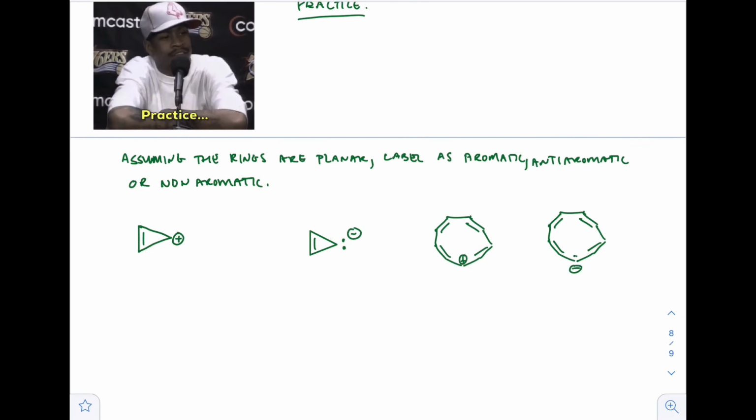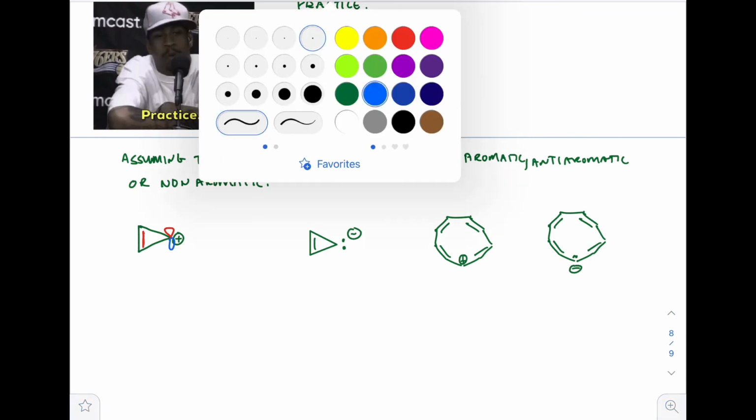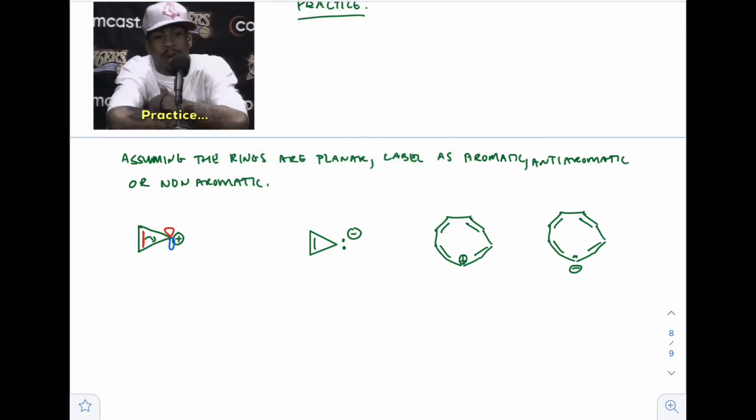Okay, so 1, 2, 3, 4, 5, 6, 7, 8, 9 carbons. That's what they got. We got a positive charge on the one on the left and a negative charge on the one on the right, so it's got a lone pair. So let's look at this one, cyclopropenylium. It is aromatic because it's got 2 electrons, right? That's when n equals 0.